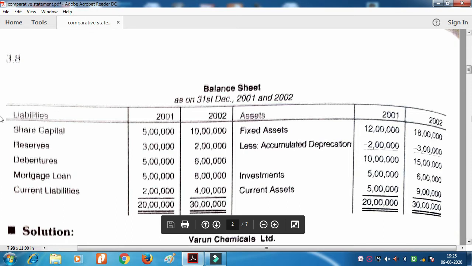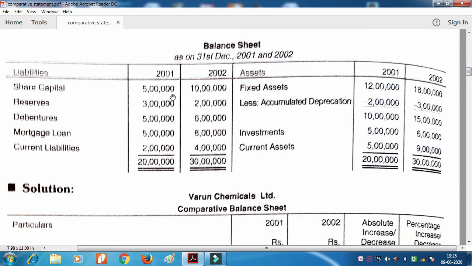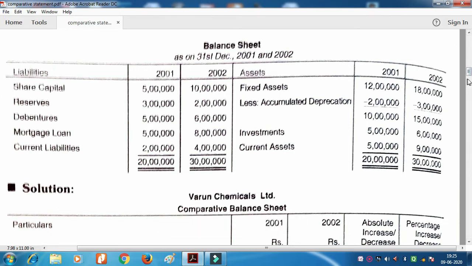Next we will have current asset, that is 5 lakh and 9 lakh. On the liability side we have 5 lakh and 10 lakh of share capital, then comes reserve, debenture, mortgage loan and current liability. So this is the basic format of a balance sheet on horizontal basis. We will prepare a comparative balance sheet based on the vertical basis of balance sheet. Always remember, comparative balance sheet is prepared on vertical basis, just on the basis of the format I have shown you.